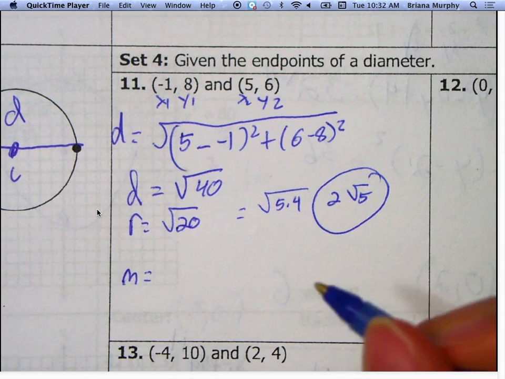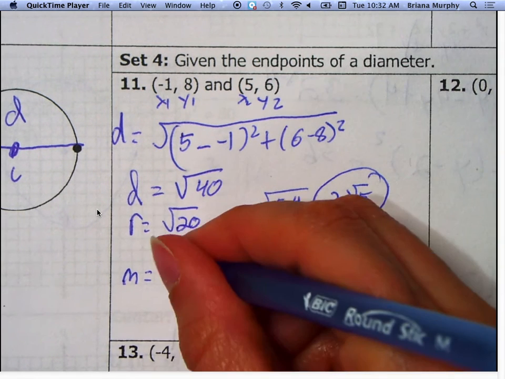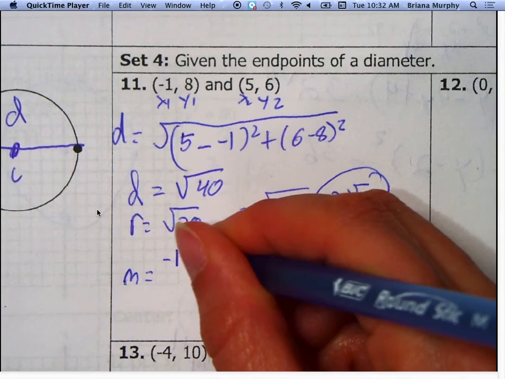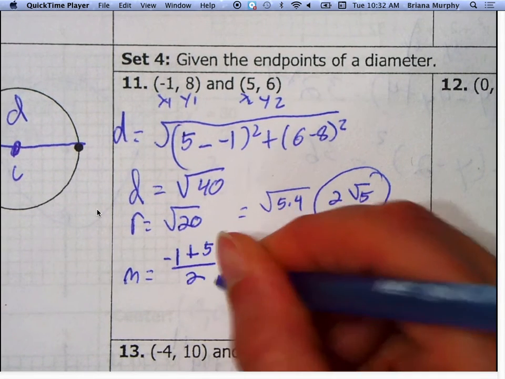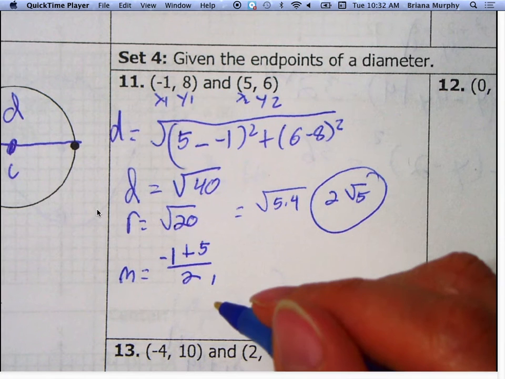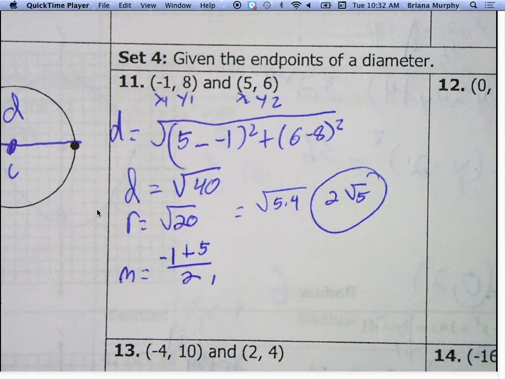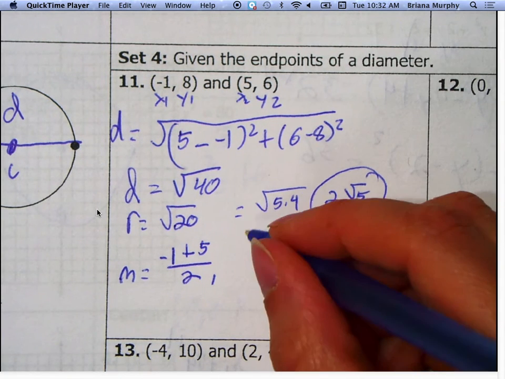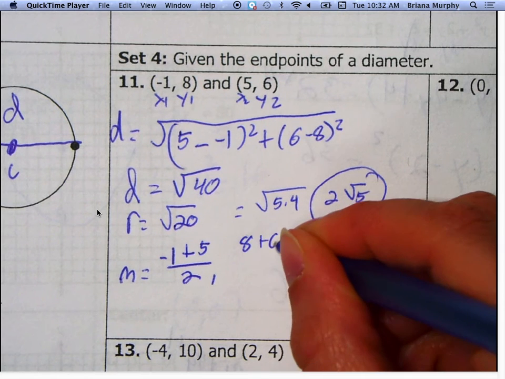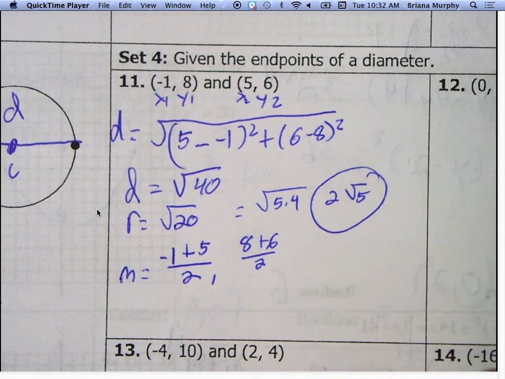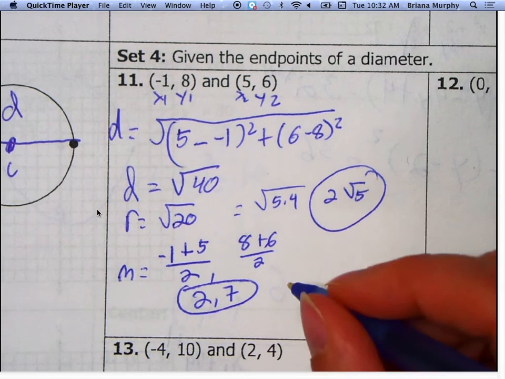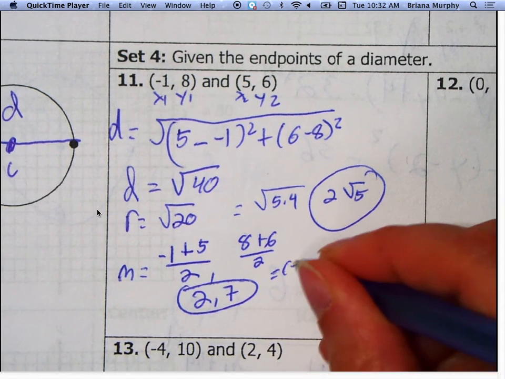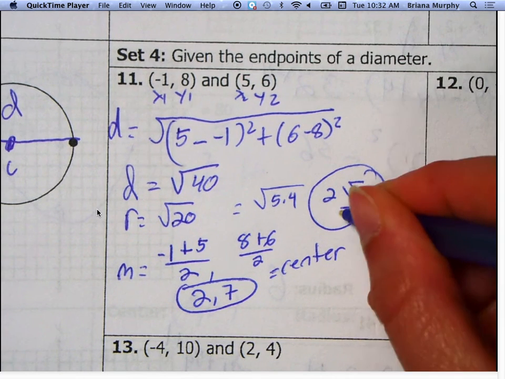Midpoint, I'm going to take x1, -1, plus x2, which is 5, divided by 2. And why am I finding the midpoint? Because the middle is the what of the circle? Center. And then I'm going to take 8 plus 6 divided by 2, and I get the center of my circle is 2, 7. Get it now why there's a comma? That's my center. This is my radius.